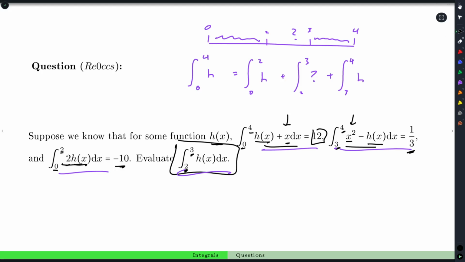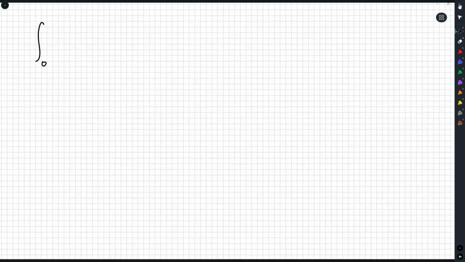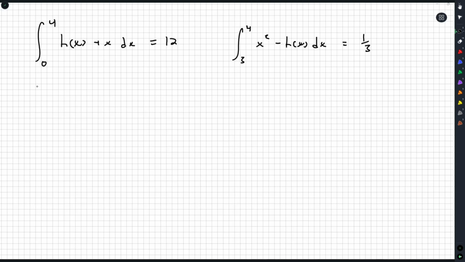All right, let's copy the information. So from 0 to 4, h of x plus x, we get 12. What else did we have? From 3 to 4, x squared minus h of x, we got 1/3. And we had one more, which was 0 to 2, and that was 2 times h of x, gave us -10. So the first thing I can do right away, I can bring that 2 out.